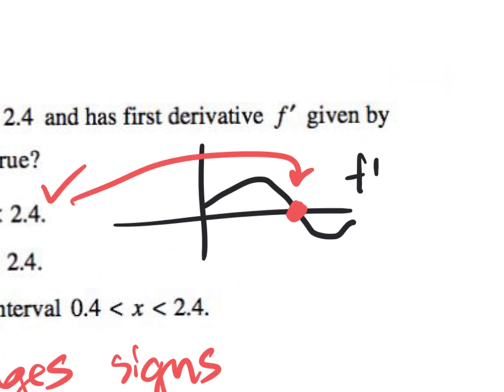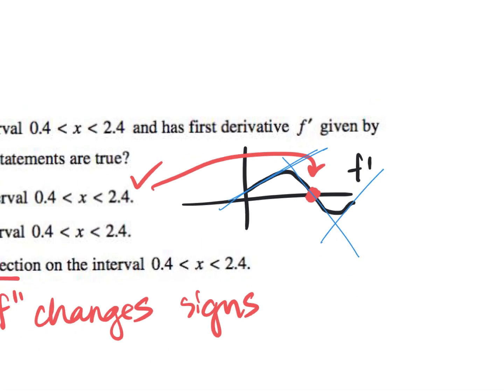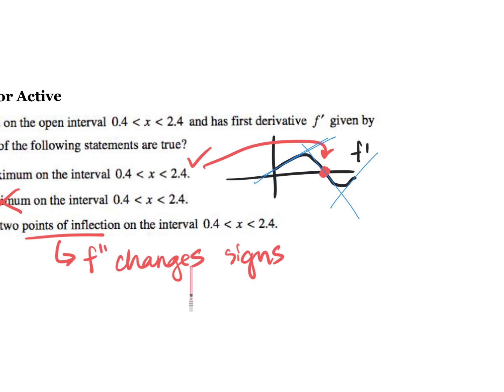What's going on here? What is my f double prime here? Careful, my f double prime, because that's the slope then of f prime. It'd be positive, then negative. Positive. Positive. So my f double prime, we said, has to change signs.